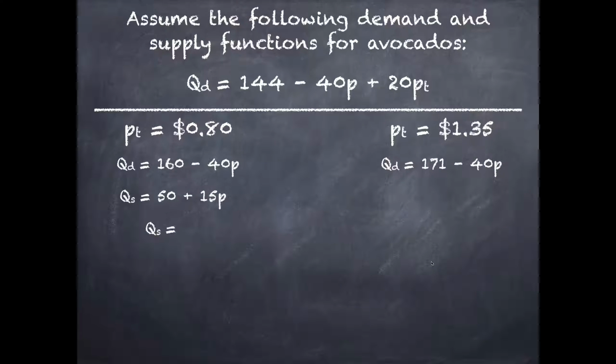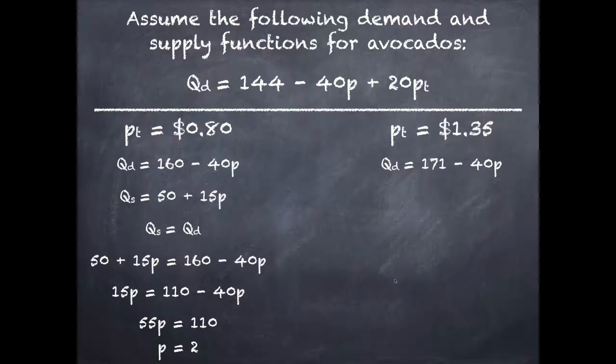We bring up the supply function, and the supply function was QS is equal to 50 plus 15p, and the equilibrium is going to occur where QS is equal to QD. We set QS and QD equal to one another, so we have 50 plus 15p is equal to 160 minus 40p. We subtract 50 from both sides, so we get 15p is equal to 110 minus 40p. We add 40p to both sides, which gives us 55p equals 110. And when we divide both sides by 55, we get an equilibrium price of 2.